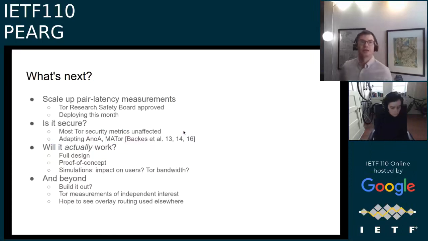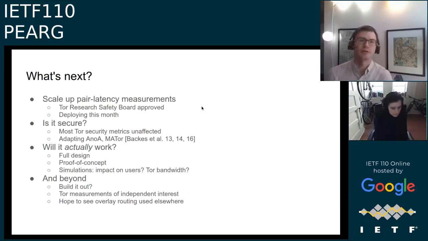Yeah, so this data is all from 2015. It's a little out of date, and it's pretty small scale. So we really want to scale up measurements of pairwise latencies in the Tor network. We've been in communication with the Tor Research Safety Board, and we have their permission to do this experiment.